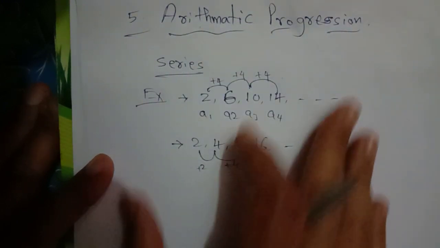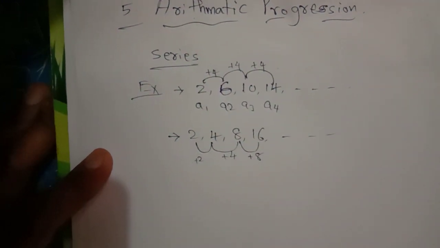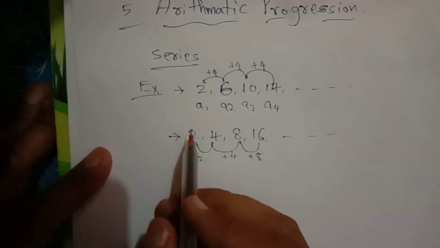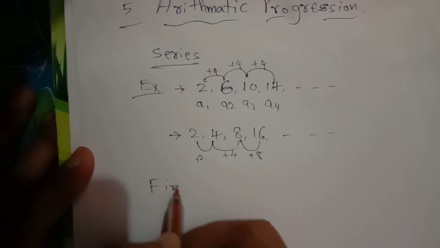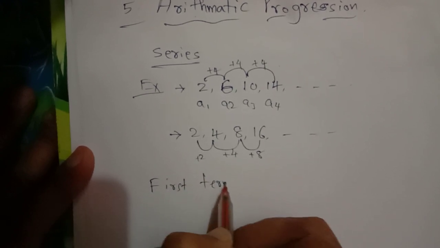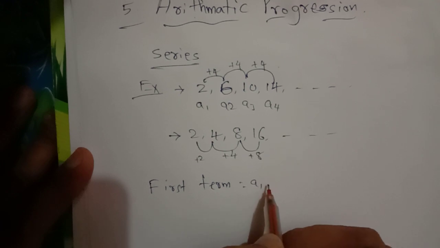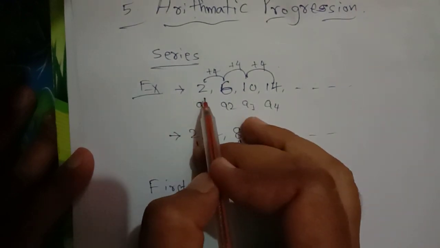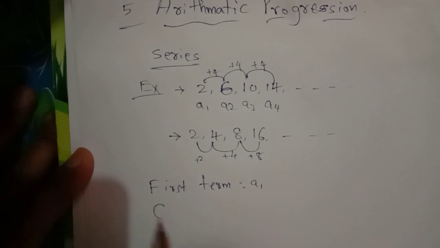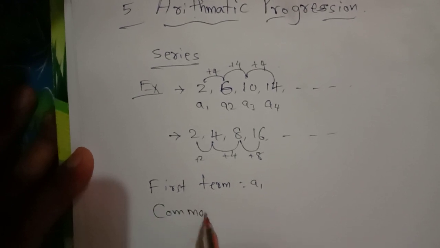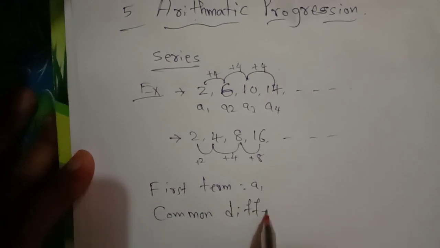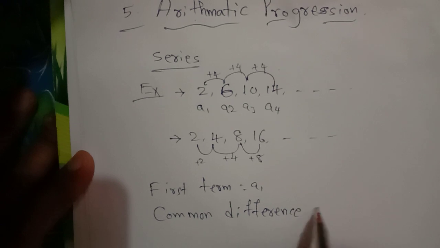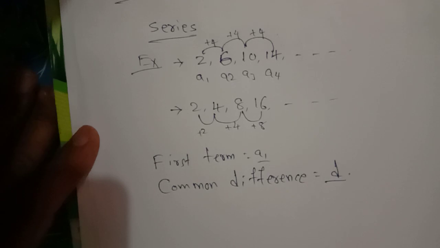So these are two different examples. What is the first term? Let us see. The first term is called A1. What is the common difference? The common difference is denoted by d. We have to remember a and d.